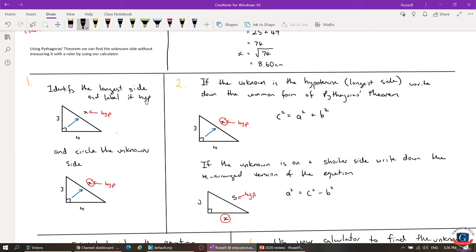And that is our first step. Find the hypotenuse, circle the unknown. Now once we know that, if the unknown is the longest side, write this equation here. So we're going to add the sum of the squares of the shorter sides.